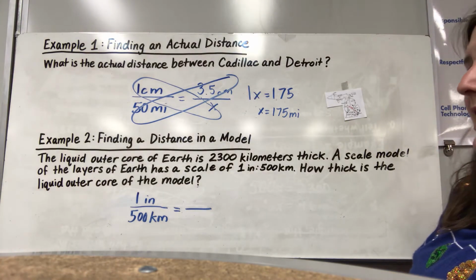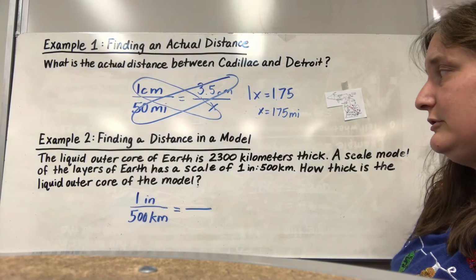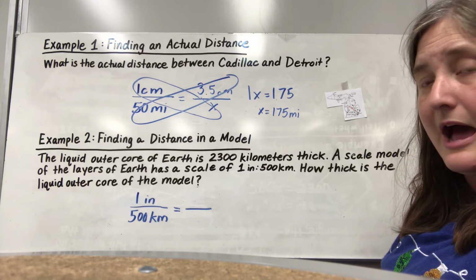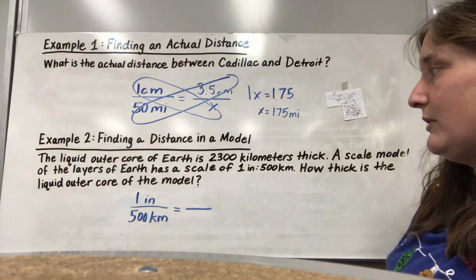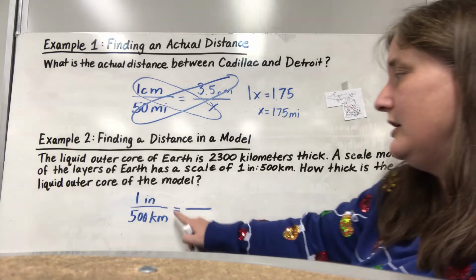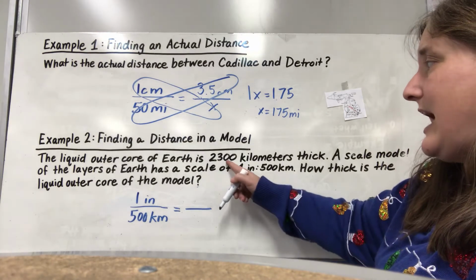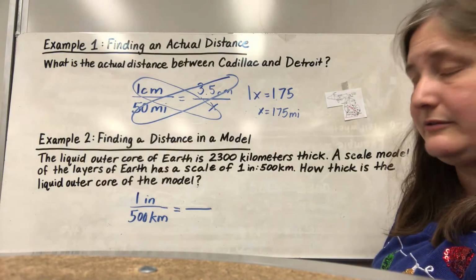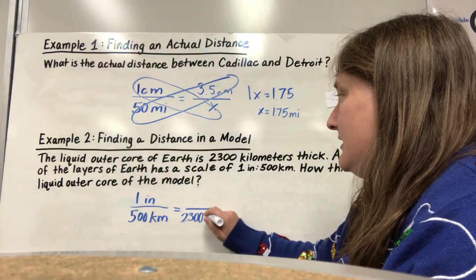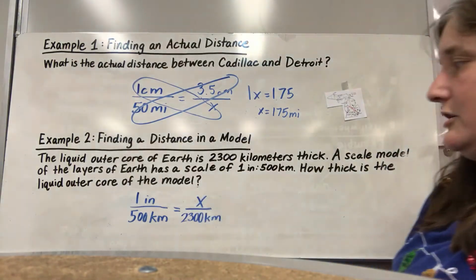Now let's say we're making a model of the layers of the earth, and we know the liquid outer core of earth is 2,300 kilometers. I want to know how thick I should make that on my model. My model is going to have a scale of 1 inch equals 500 kilometers. So I already know the scale. That's going to be my first ratio. I also know the actual outer core is 2,300 kilometers. So I'm always comparing my drawing or model to the actual. So the actual is going to go down here on the bottom, and here is my unknown.